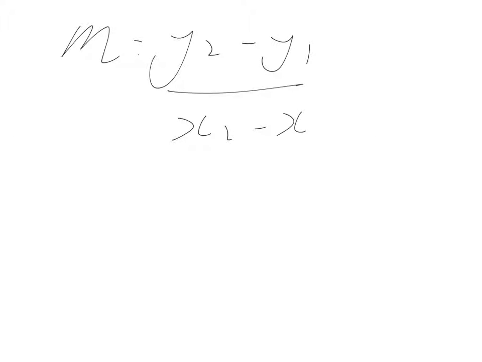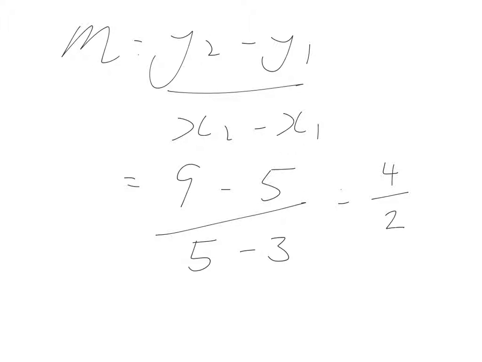Okay, so here we go. Firstly, I'm going to label my coordinates x1, y1, x2, y2. Using my equation, m equals y2 minus y1 over x2 minus x1, and substituting into that, I can start to do some rearranging. So y2 is 9, y1 is 5, x2 is 5, and x1 is 3. So 9 minus 5 is 4, 5 minus 3 is 2, 4 divided by 2 is 2. So I now know the gradient is 2, y equals 2x plus c, which is great.